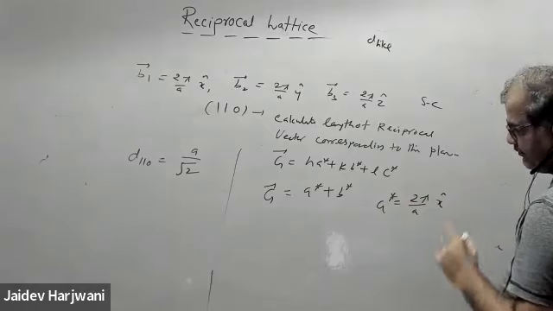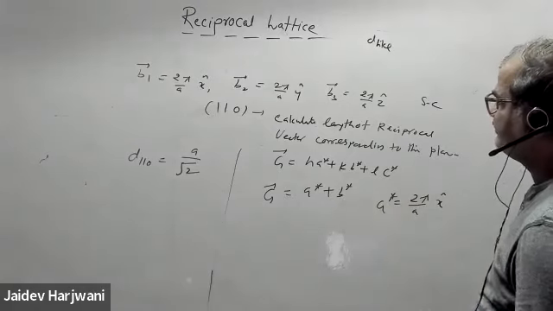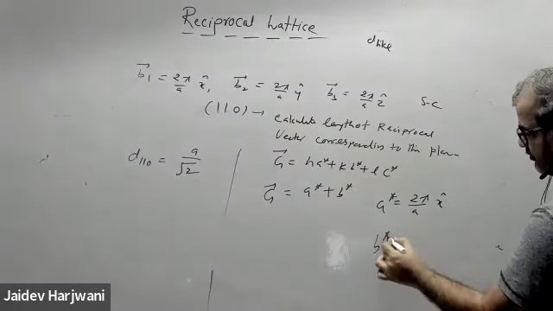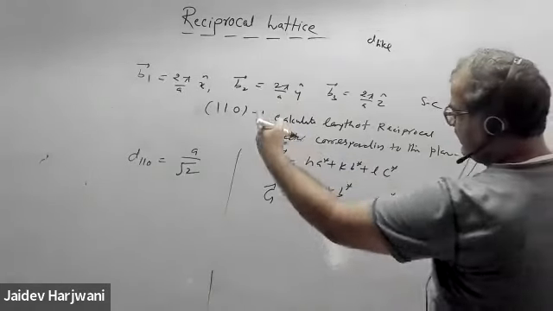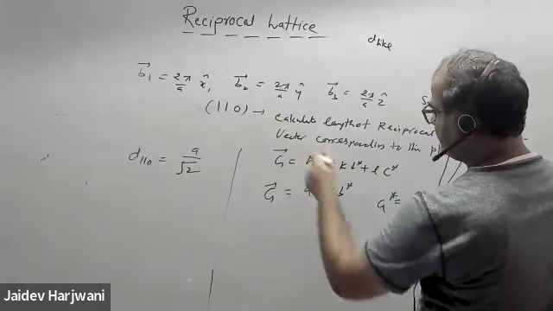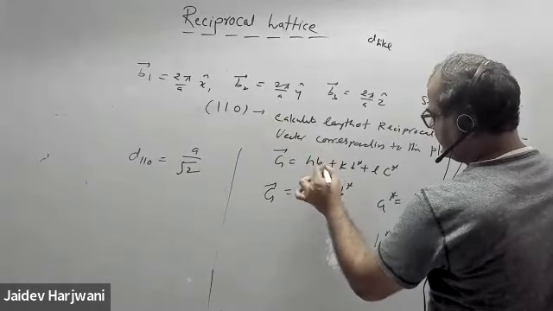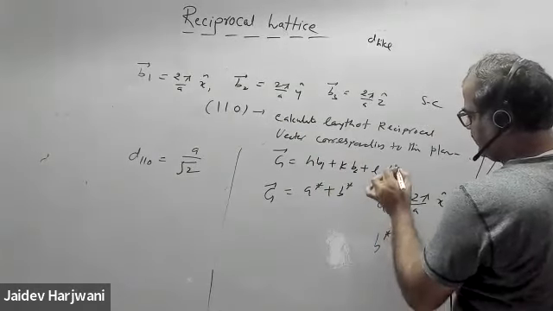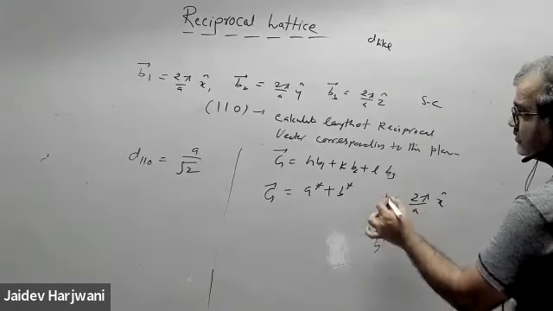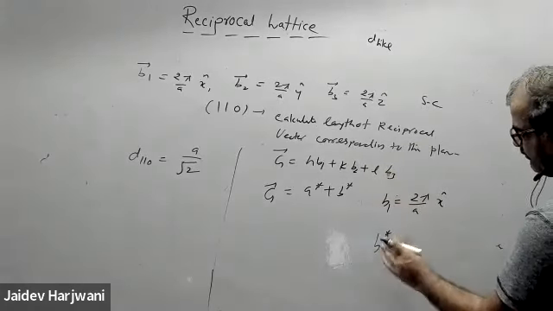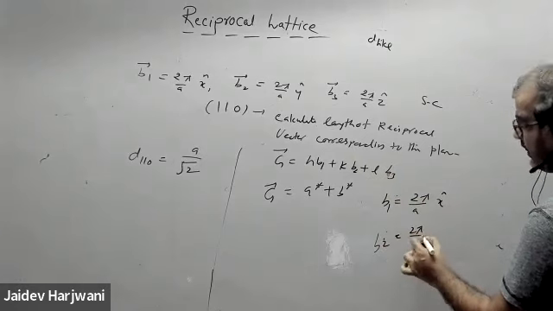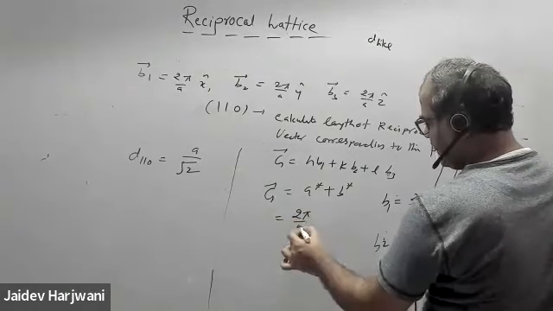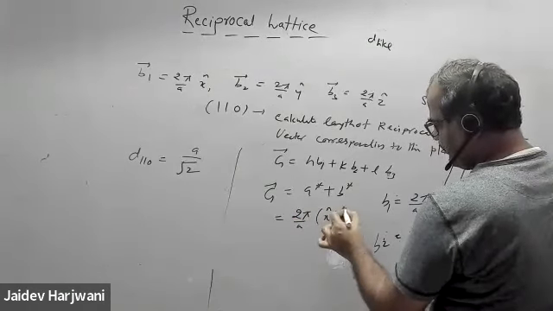And what is b? They are given simple cubic, so b star is also similar. They are given a1, b1, so I'm writing this x1, so this is b1. Now their notation is changed, b2, and this is b3. So b1 is 2 pi by a x cap. B2 is 2 pi by a y cap. So we put the value here. This will give me 2 pi by a times x cap plus y cap.